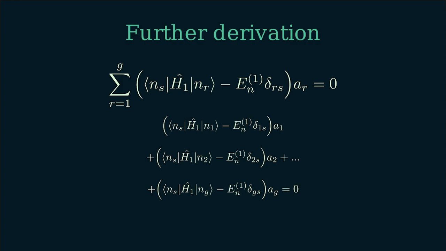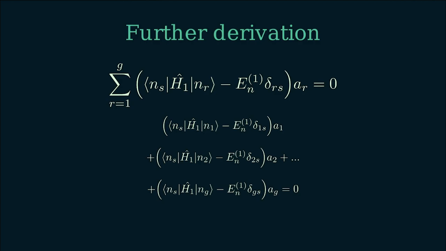I want you to notice that this equation is a linear combination of all these a's, a1 through ag. Now, moving forward, we want to solve for these unknown a's. And at first glance, it may seem problematic because we have only one equation over here and we have g unknowns from a1 to ag.